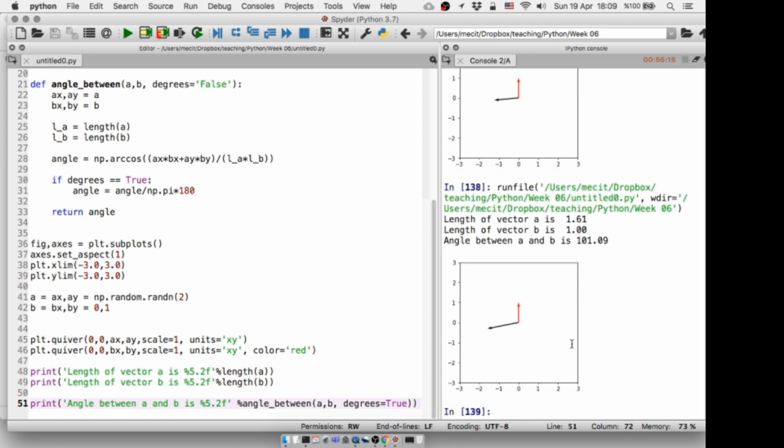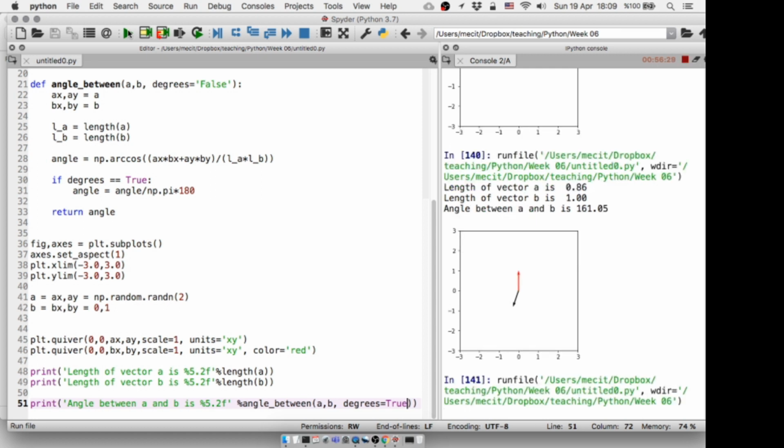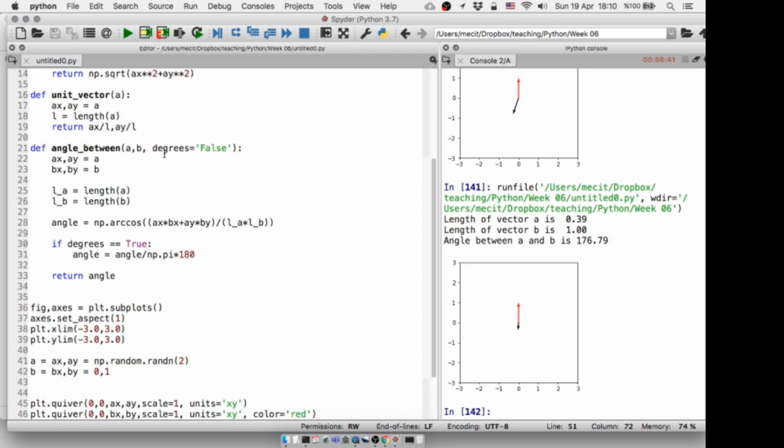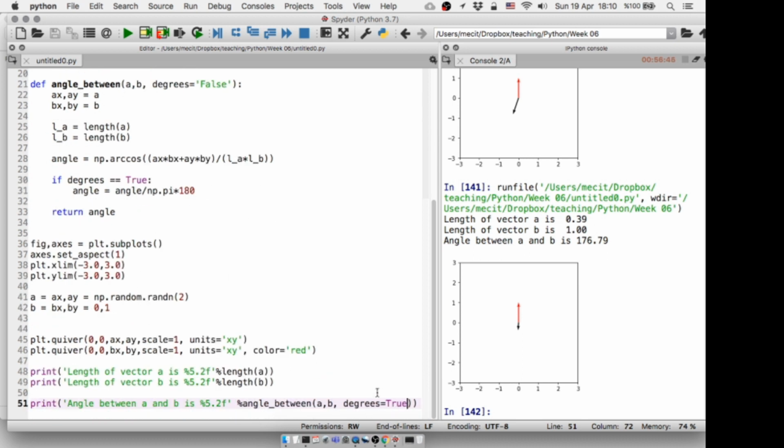So here is the angle in degrees, 101. So this is 101 degrees. Let me run this again. So this is 22 degrees. This is 161 degrees. And this is about 180 degrees. Okay, now our function is working properly to give us the angle. By default, it is given in radians, and if I supply a parameter, it also gives the result in degrees.